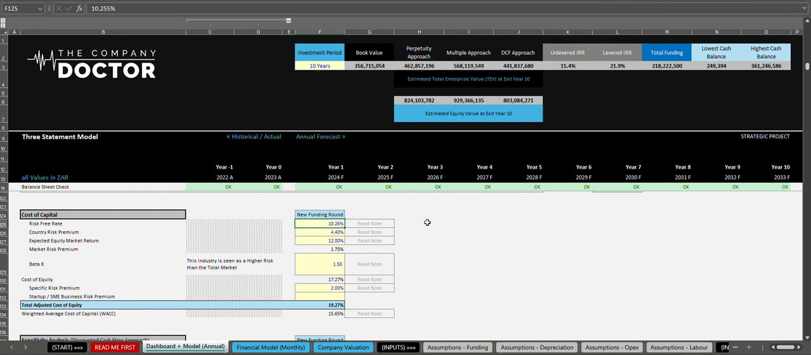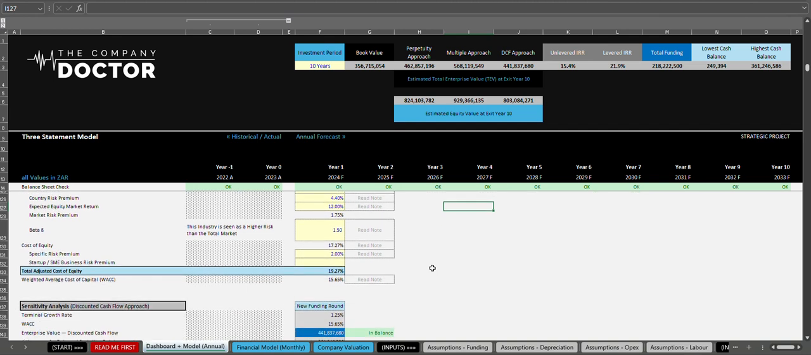You'll see throughout the model as a value add, we've added cells here that have notes to say read notes. As soon as you hover on that, it will give you a brief explanation. In this instance, what we talk about when we talk about risk-free rates, or in some instances an example of what the thinking is behind the various calculations.